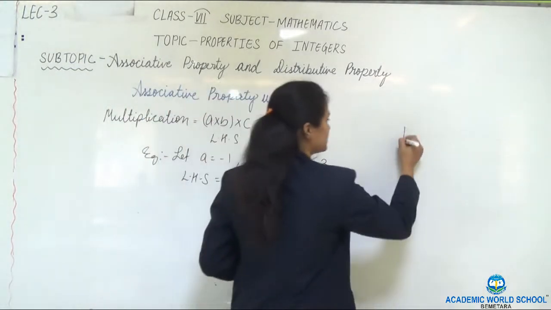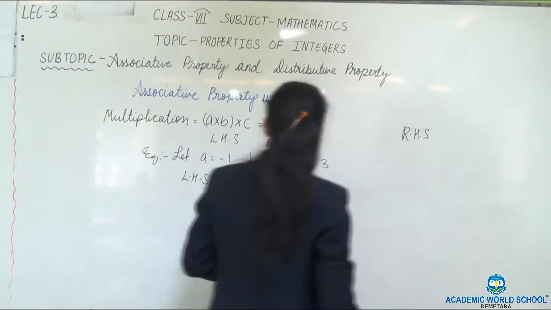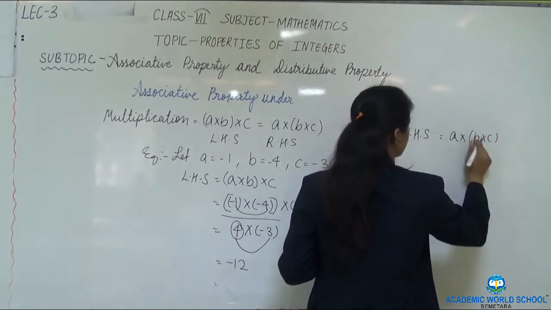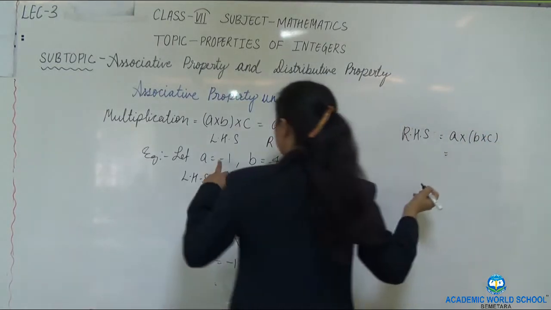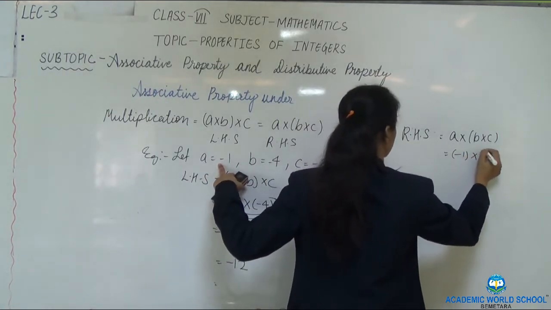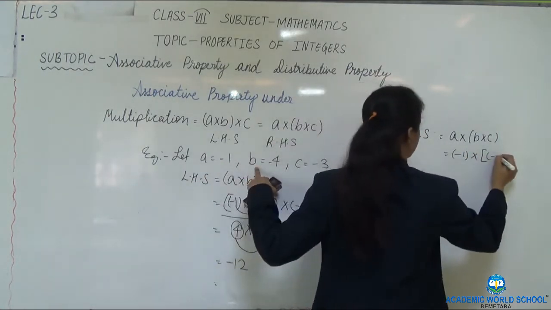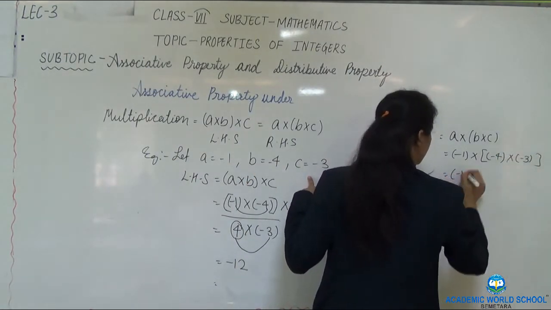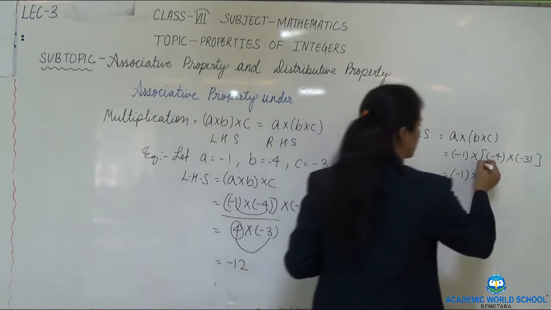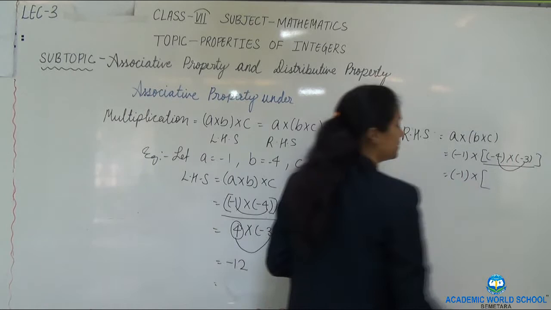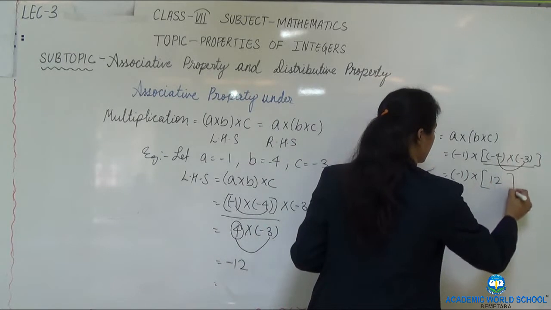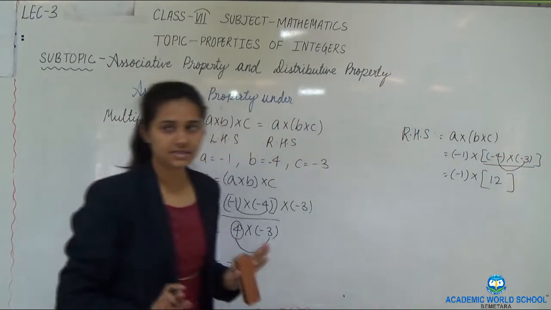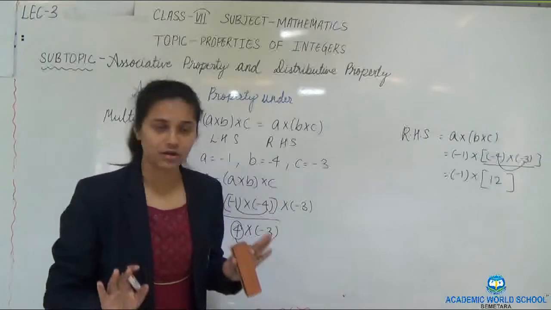Now consider right hand side. What is our RHS? A × (B × C). A is -1, B is -4 and C is -3. Now solve. 4 into 3, multiply the numbers first, 12. Then multiply the sign. Minus into minus is plus, means our answer is positive. The product of two negative numbers is always positive.